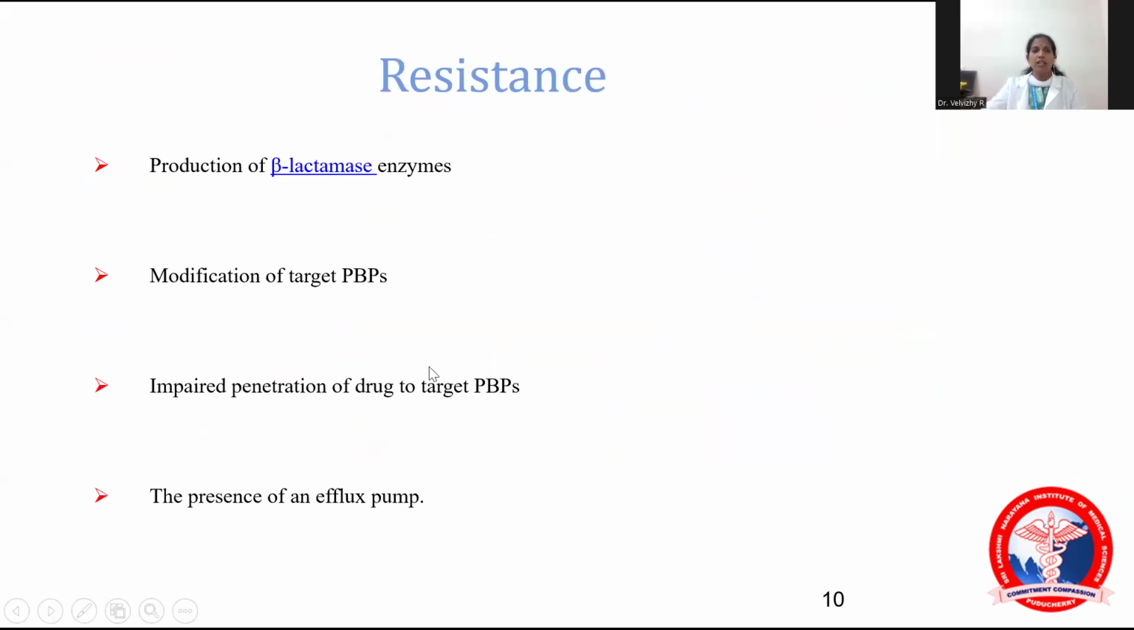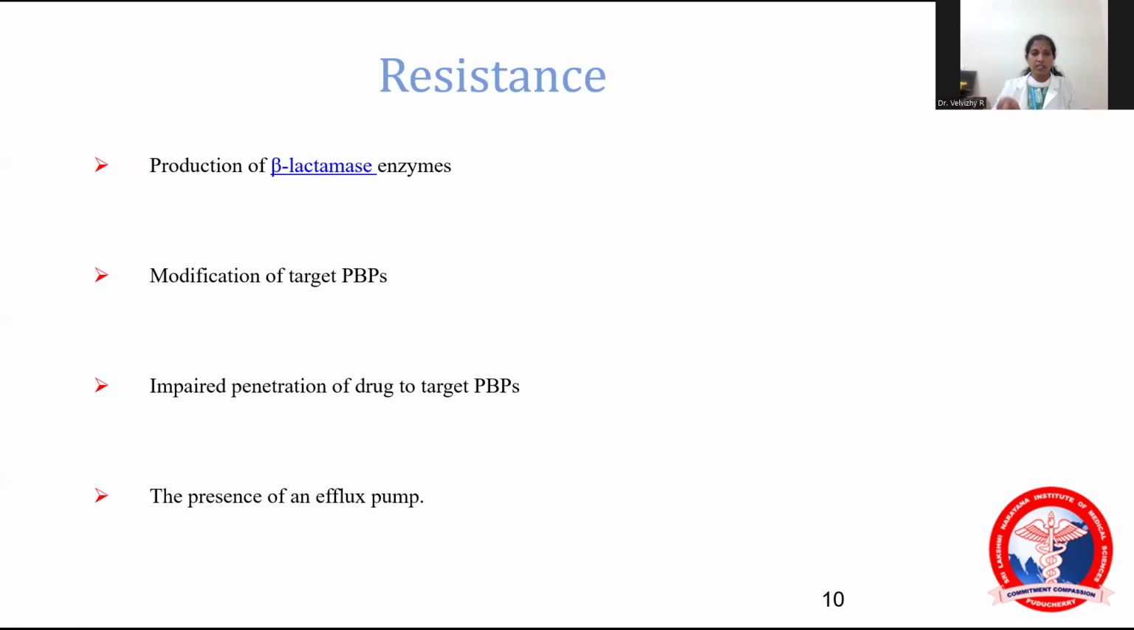Coming to the resistance, mainly due to the production of beta-lactamase enzymes. There are certain bacteria which produce beta-lactamase enzyme. This enzyme will go and destroy the beta-lactam ring which is present in the penicillin and make it ineffective. These beta-lactamase enzymes are mainly produced by bacteria like Staphylococcus. So penicillins are ineffective against staphylococcal species. That is the one thing. For those bacteria which produce beta-lactamase, the penicillin will be ineffective.